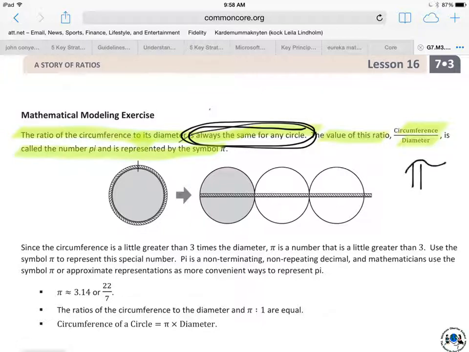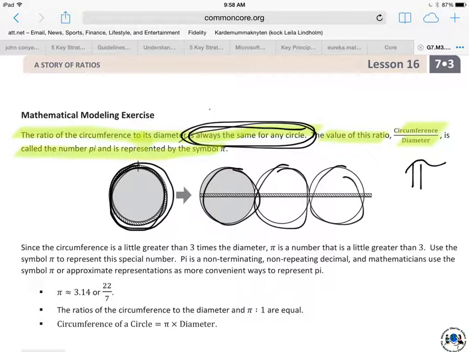That is a Greek letter, the letter pi. And you can see what they're doing right here. They're showing you that if you wrapped a string around a wheel, you'd get 1, 2, 3, and then a little bit in terms of diameter would match the circumference of that circle. Again, this is pretty much what I said already. Since the circumference is a little greater than 3 times the diameter, pi is a number that is a little greater than 3. And pi is non-terminating.